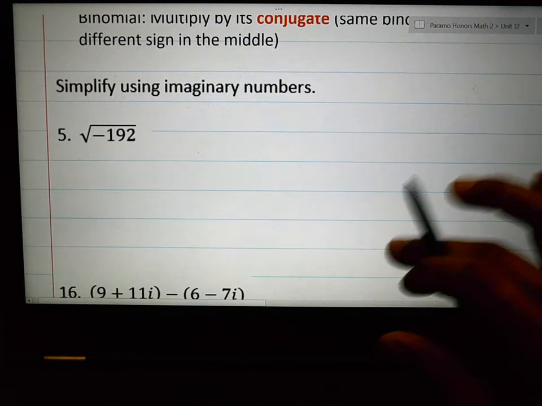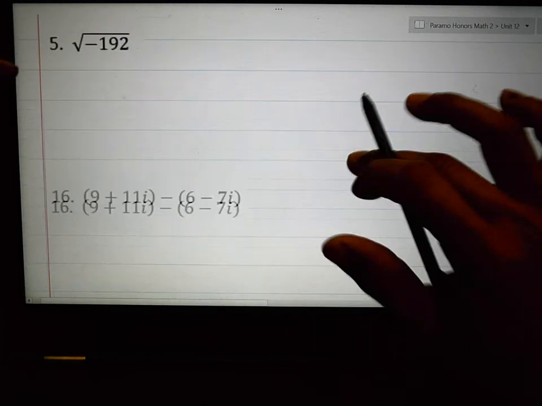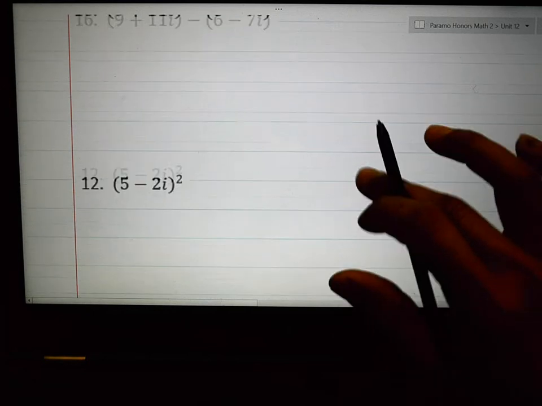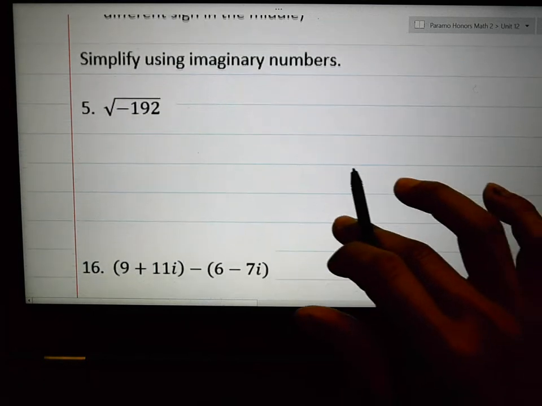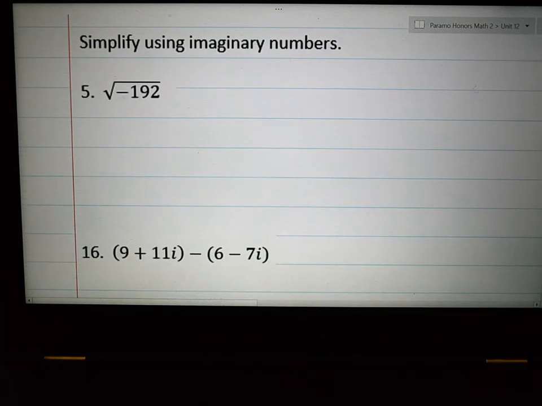So, I have 4 examples for you to do. 1, 2, 3, 4. Feel free to put these and start your homework on a separate sheet of paper. These can be your top 4 problems, and then you don't have to do them again if you don't want to. They're there as examples. It's up to you. Number 5 says simplify using imaginary numbers.